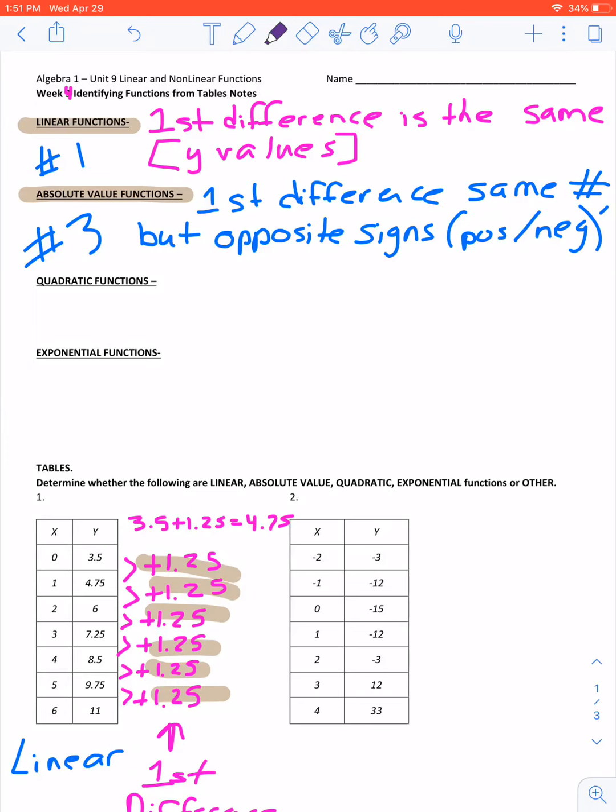Okay? So what we're going to talk about today is quadratic functions. We know what the first difference is, but now we're going to talk about the second difference. I told you on your homework last night, find the first difference for all of them. All the ones that are the same, linear. All the ones that are the same number but different signs, absolute values. And then the other ones, hold off, we'll talk about them. So we're going to talk about quadratic functions today.